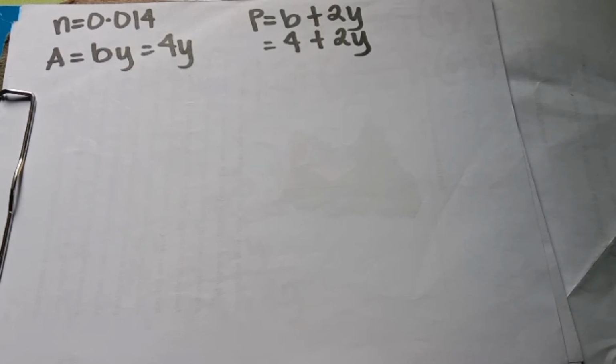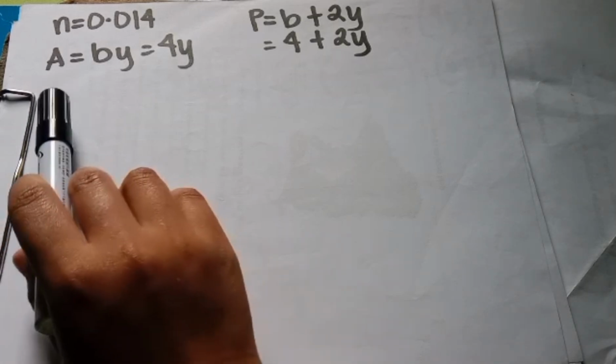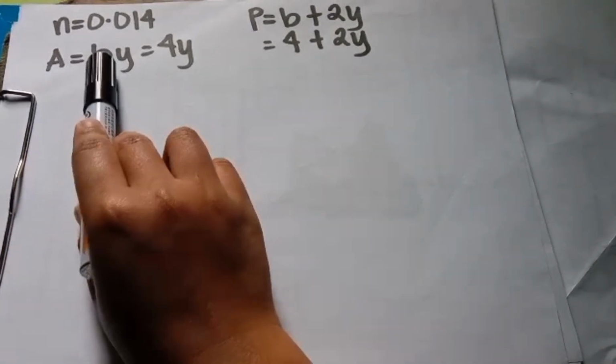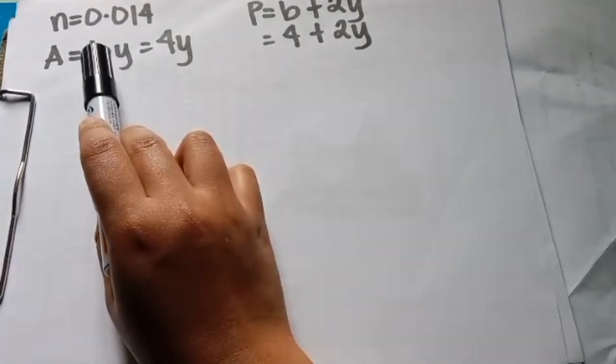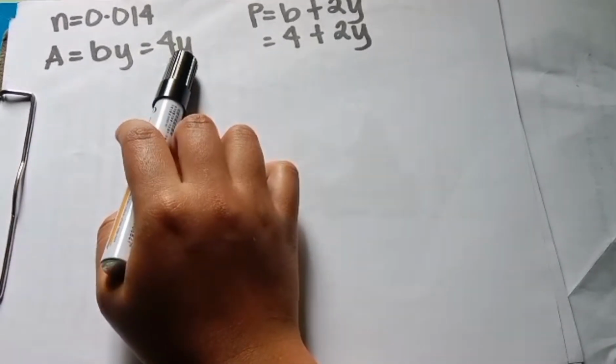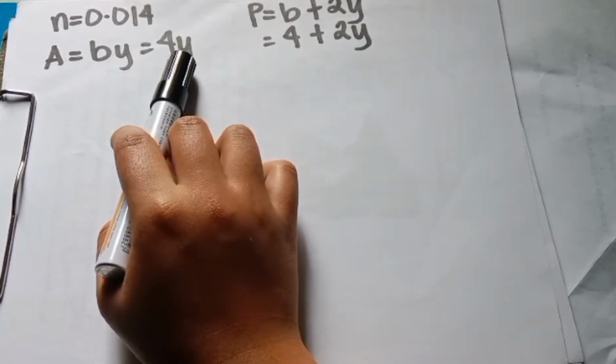We need to find the cross-sectional area and the wetted perimeter of the channel. The cross-sectional area is the area of the water flowing through the channel, calculated by multiplying the bottom width by the flow depth. So A is equal to the bottom width times the flow depth. We know that B, the bottom width, is equal to 4, so area is equal to 4y. This is the area through which the water flows.